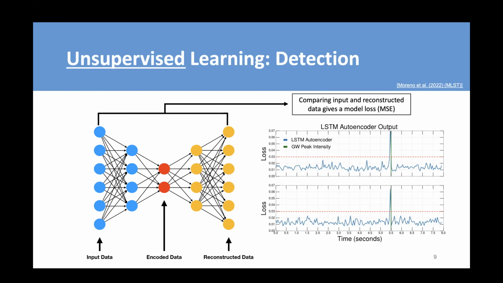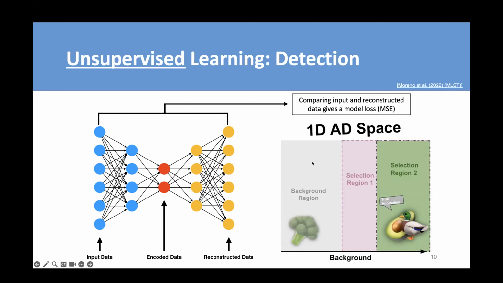Both of these methods are generalizations of a one-dimensional anomaly detection space. So you have a one-dimensional axis, and you're looking to exclude things in the background region. This is going to be our broccoli here. And then you're looking to select things in the anomalous region. Instead of vegetables, you're trying to identify fruits or animals, let's say. It'll make sense. Don't worry.